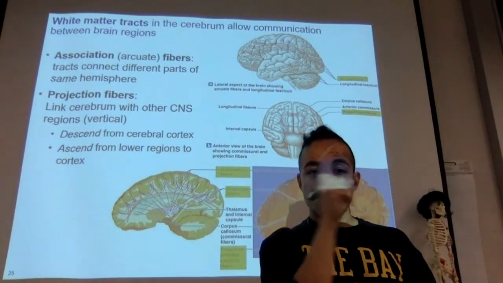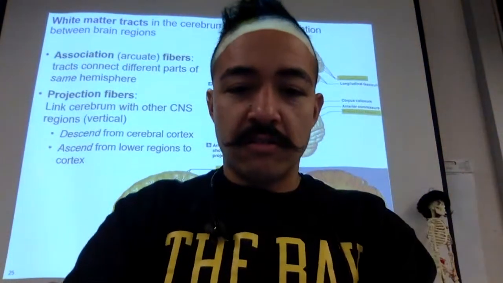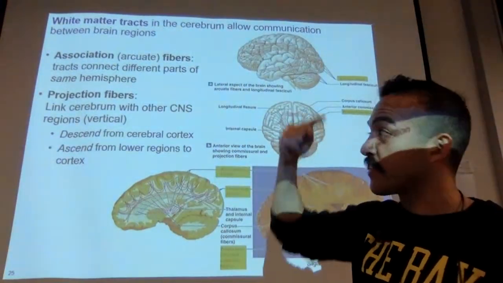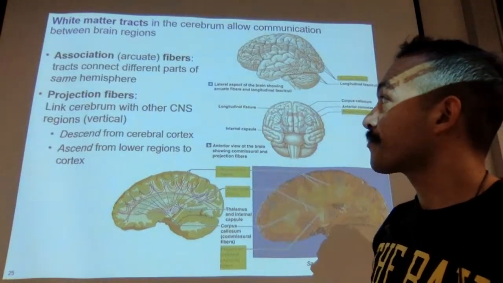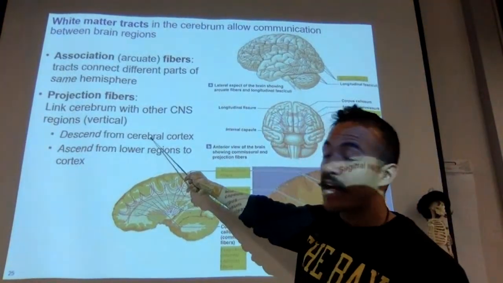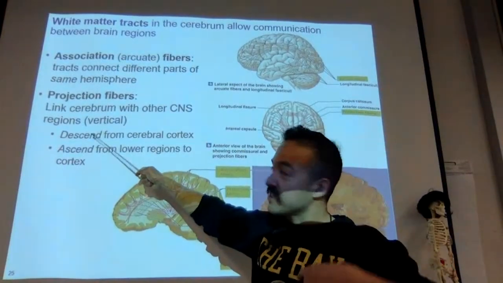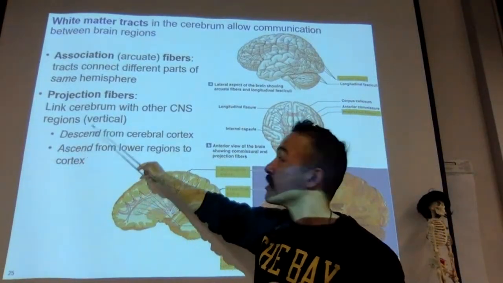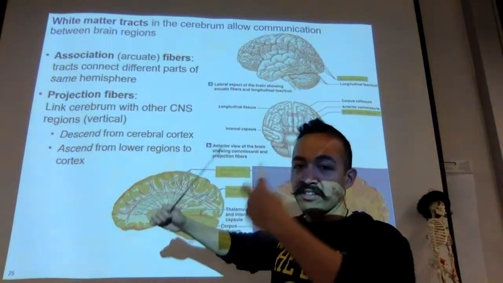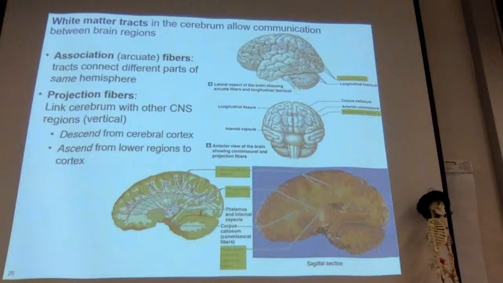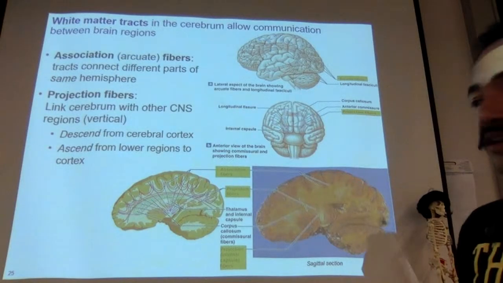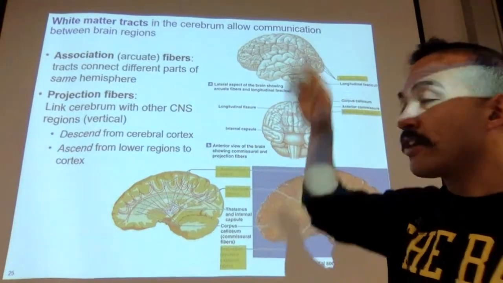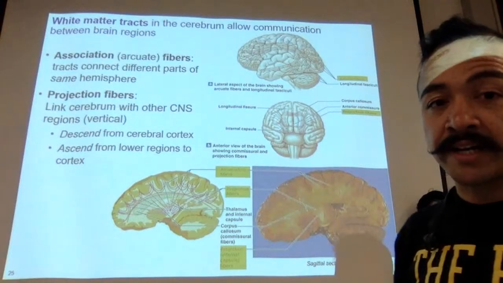So once again, cross hemisphere is commissural. Association is within the same hemisphere. Projection is between brain and spinal cord. Since we can go from the brain to elsewhere, that's a descending path. We're going down, descending. We can also sense things and have things come up from the spinal cord to the brain. That's ascending. So descending is top down, ascending is bottom up. Three basic fiber types referring to the direction and what these things are doing. We're either sharing information between hemispheres, within a hemisphere, or between brain and the rest of the body.